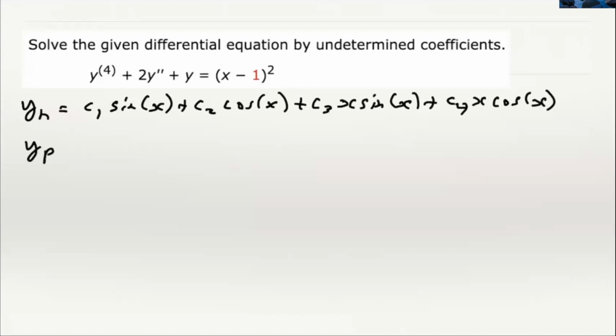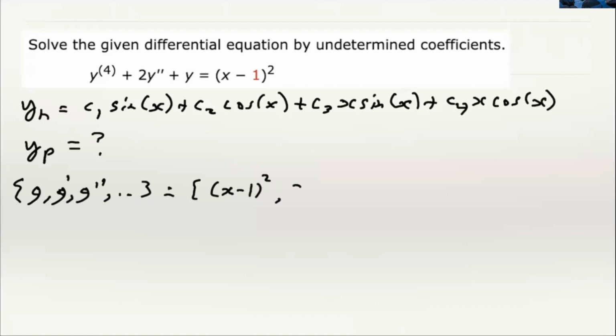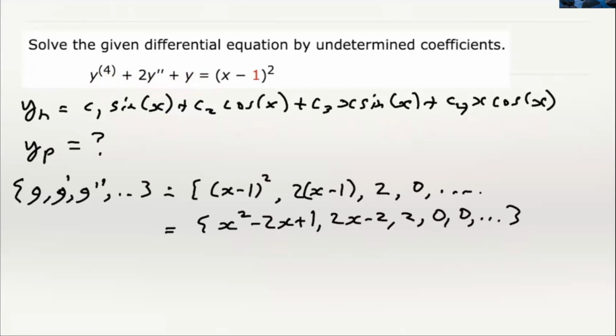And what is our y sub p guess? Well, think g, g prime, g double prime, etc. That will be x minus 1 squared, 2 times x minus 1, 2, 0, etc. And looking at this, and this is one of the main points of this example, in addition to that factoring trick for getting the solution to the homogeneous complement expediently, that's our set of derivatives.